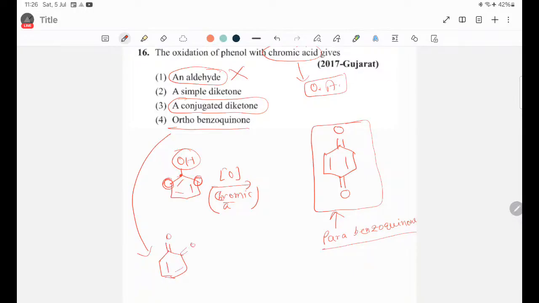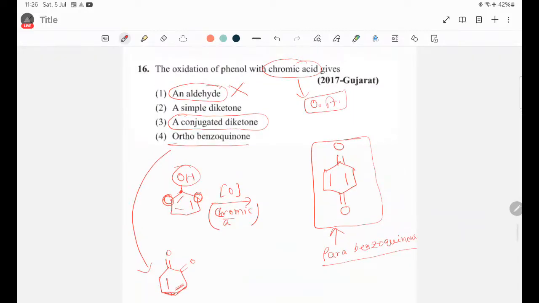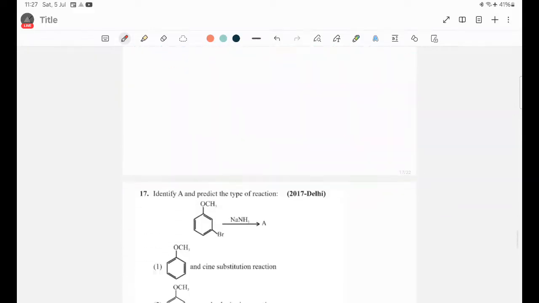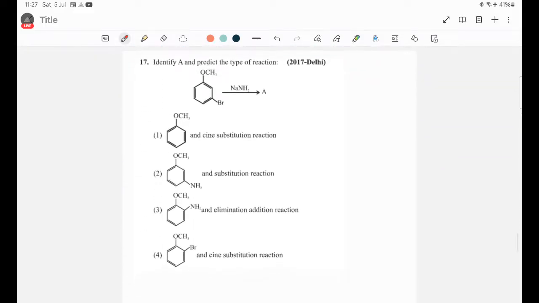And the ortho-benzoquinone structure is this one. In this case we will get para-benzoquinone when phenol is oxidized. But here para-benzoquinone is not in the options. That's why it will be the conjugated diketone, because it is conjugated like this. Ortho-benzoquinone will not be the correct option. Okay, so question 16 is attempted.